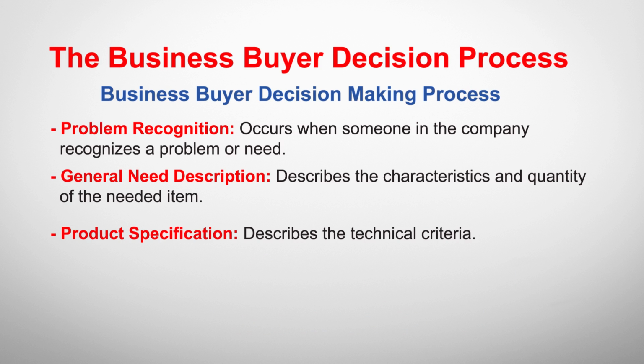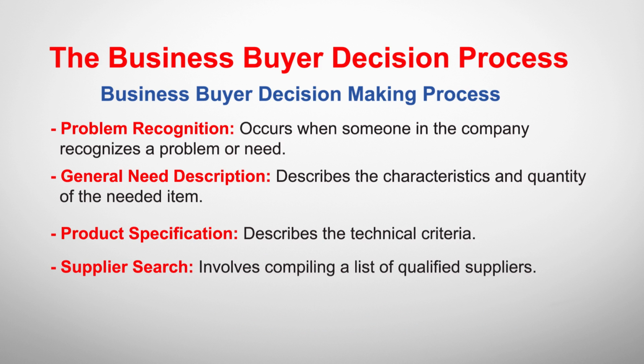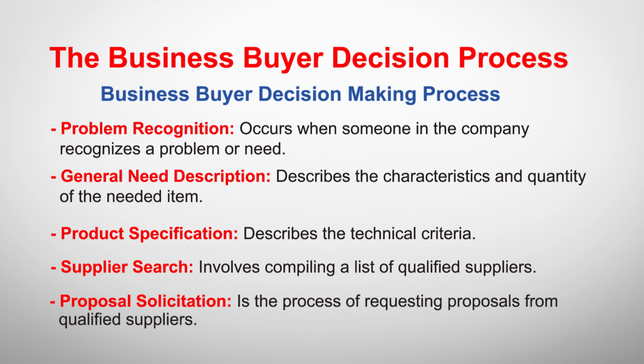Now let's go to the 4th step, which is supplier search. In that step, we compile a list of qualified suppliers. Then we go to the 5th step, and we ask them for proposals. So now we know what we need and we have a written detailed description for it.